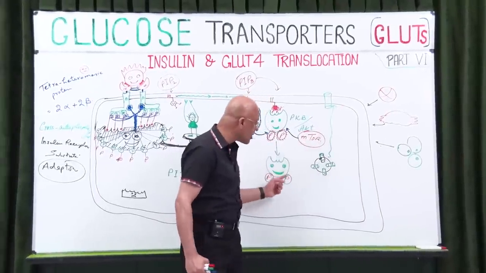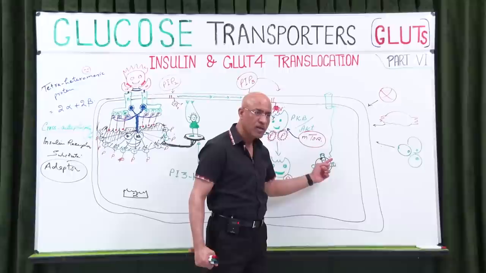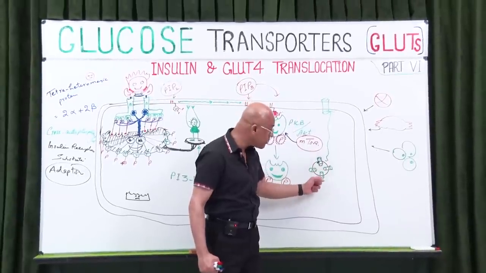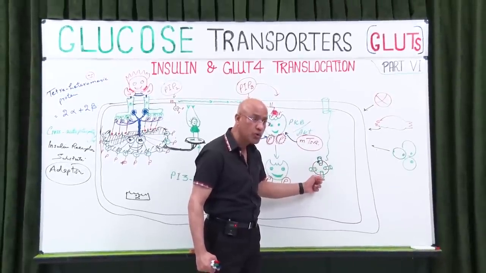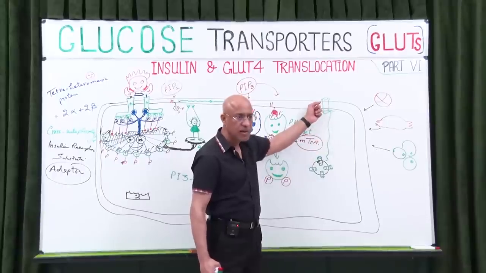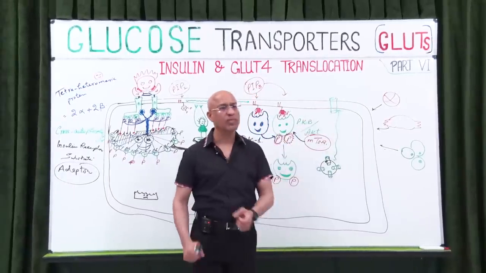They are going to do some more activity so that they can recruit this to the membrane. And how exactly the molecular chain further works and eventually brings this GLUT4 containing vesicle to the cell membrane, that we will talk about after the break.